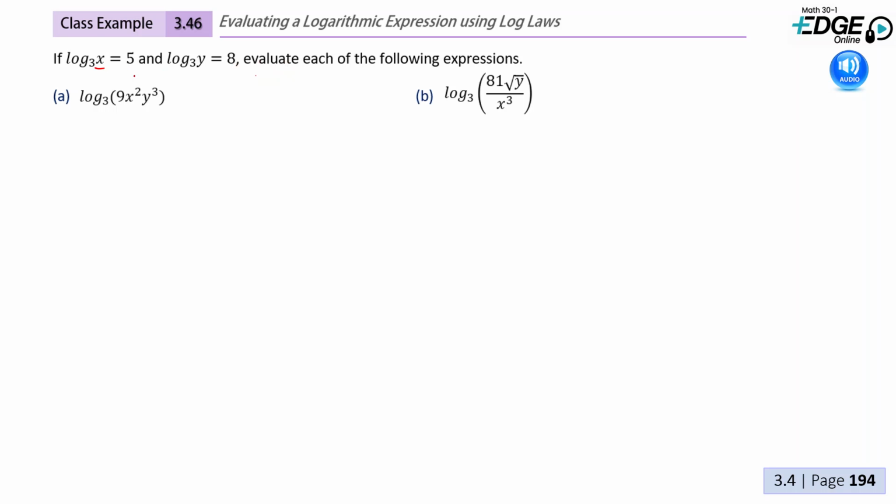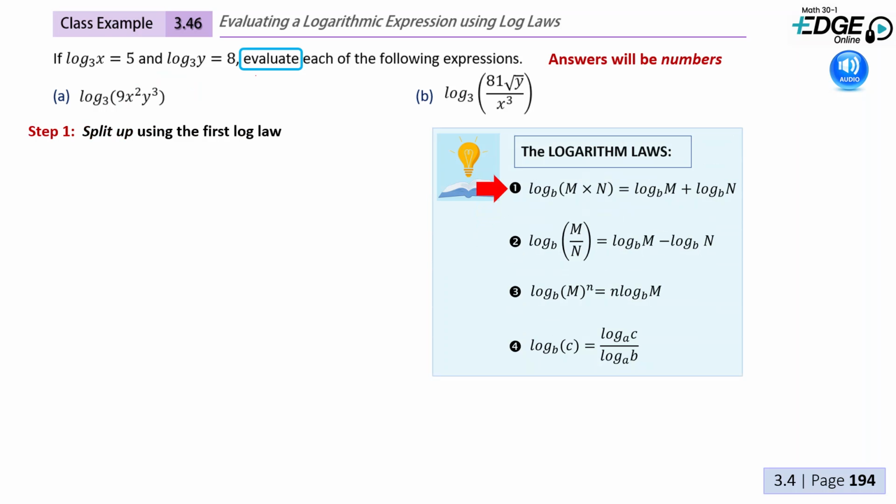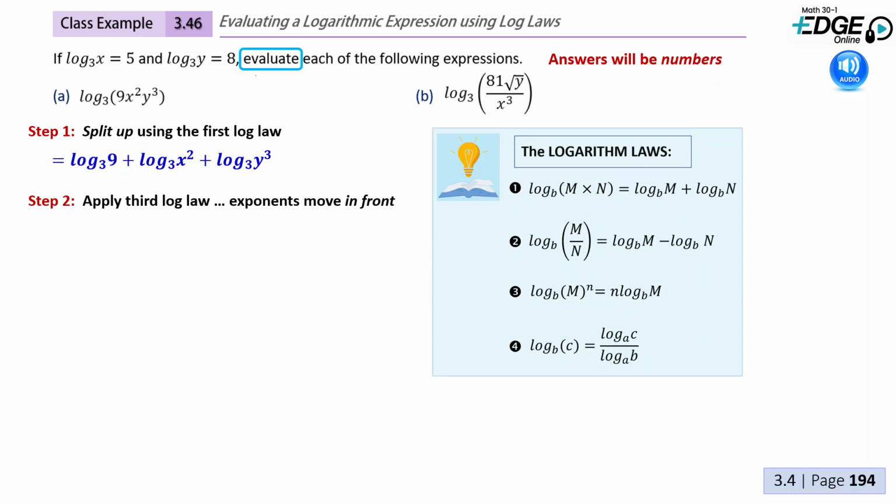And this makes sense because we want to evaluate this. I don't want any x's and I don't want any y's because those can't be evaluated. So I want to change it to a known value. So let's expand this out and see what we can do. So we're going to expand this out using the first log law. And then we're going to apply the third log law to move our exponents down to the front of the logs.